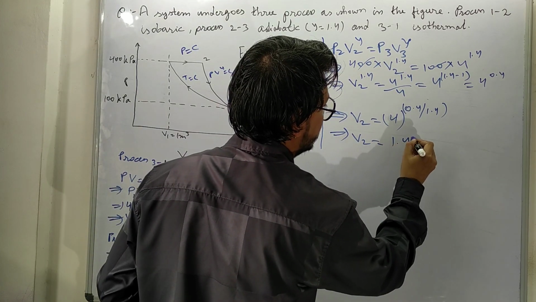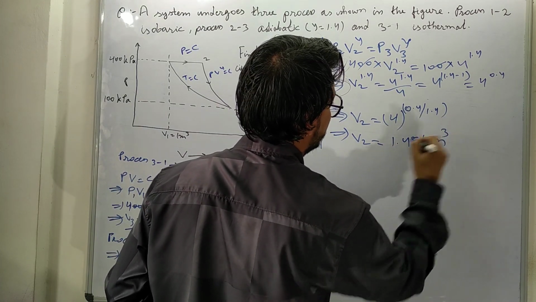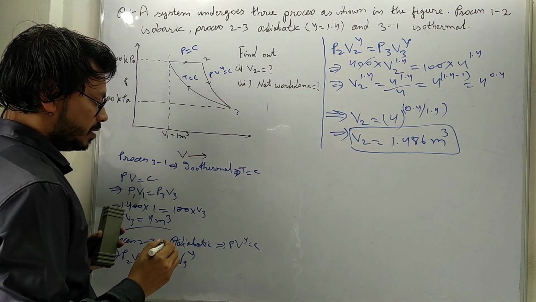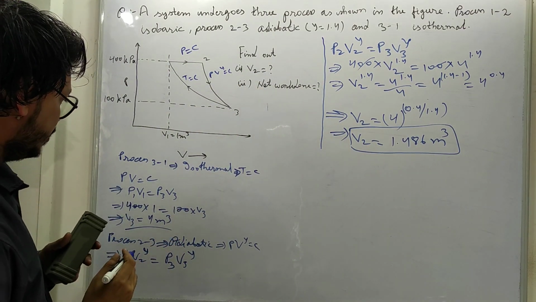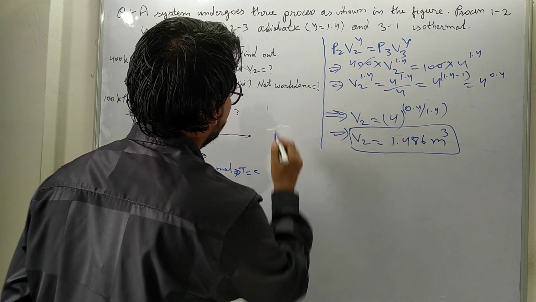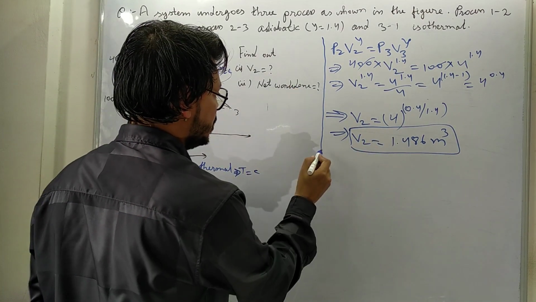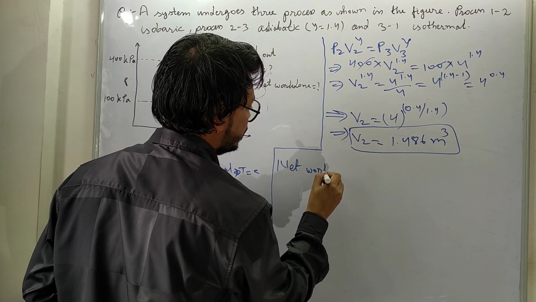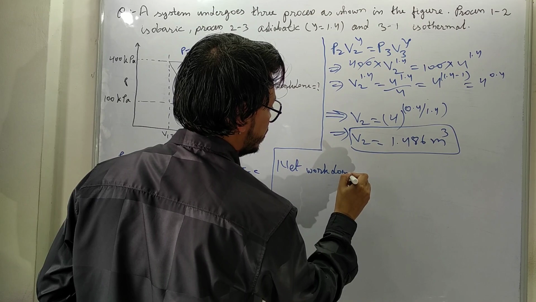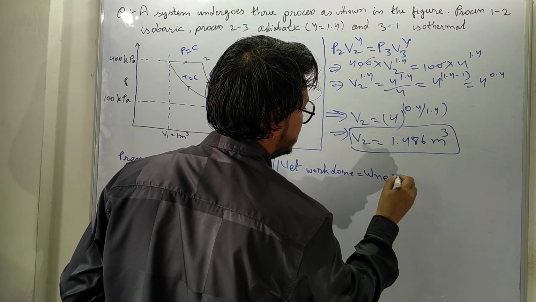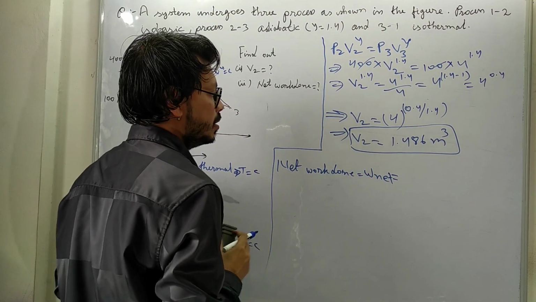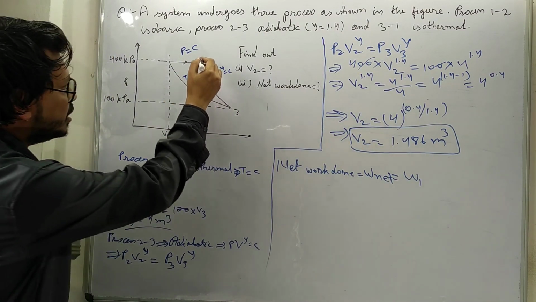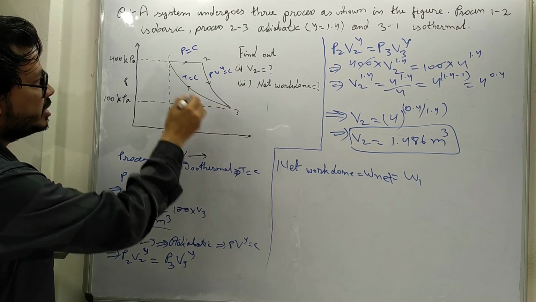1.486 meter cube. So the value of V2 we have calculated as 1.486. Now the net work done. So we know that net work done is equal to W net is equal to W for process 1 to 2 plus W for process 2 to 3 plus W for process 3 to 1.